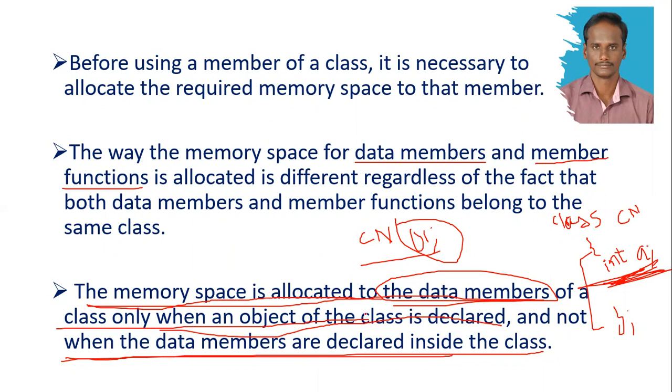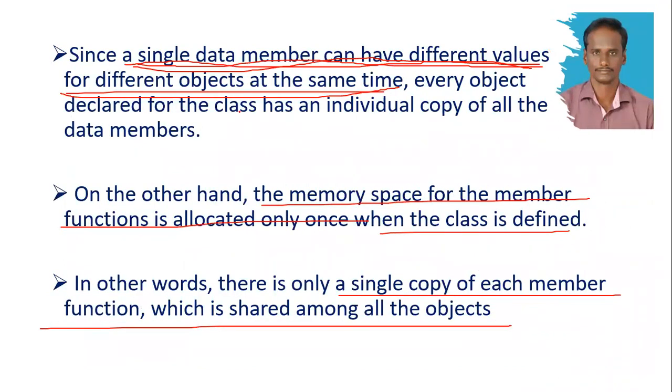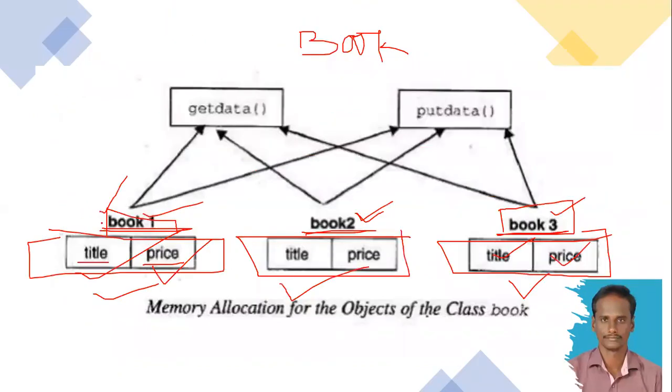Also, these are all different. A single data member can have different values for different objects at the same time. Every object declared for the class has an individual copy of all the data members. This point you should remember. So the objects are book 1, book 2, and book 3. For every object, it creates an individual copy of memory space.